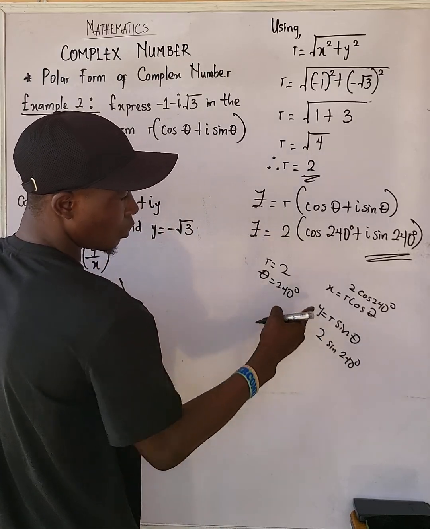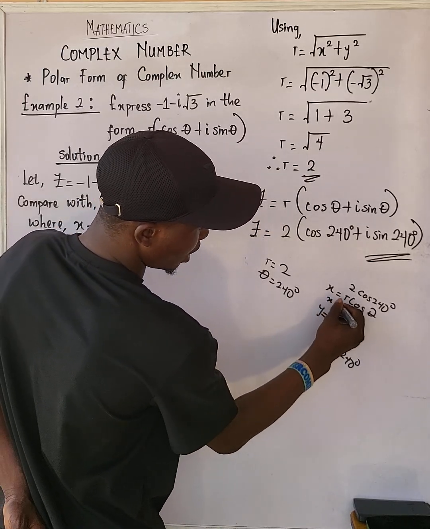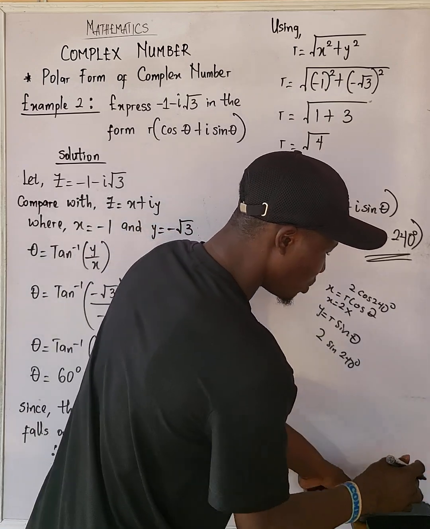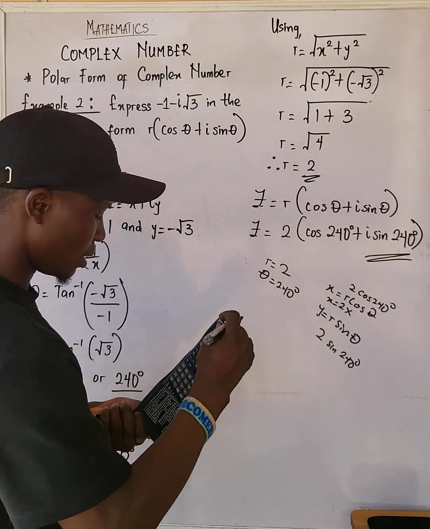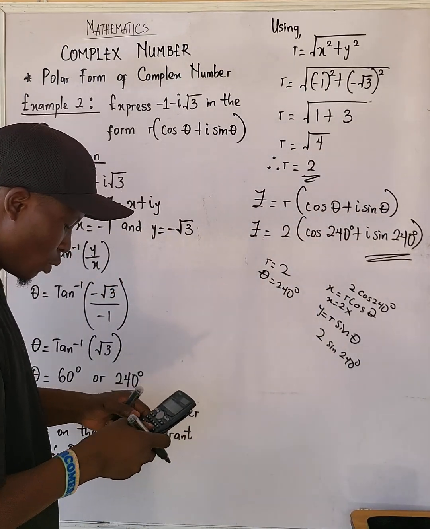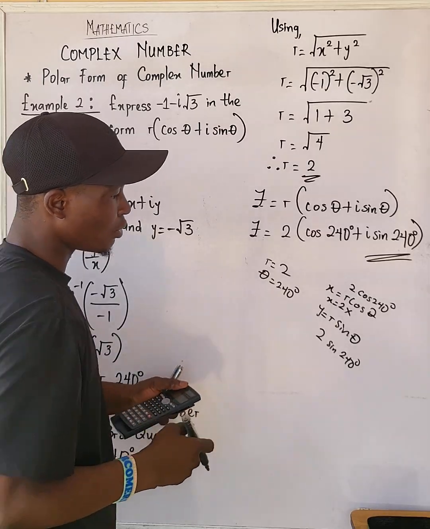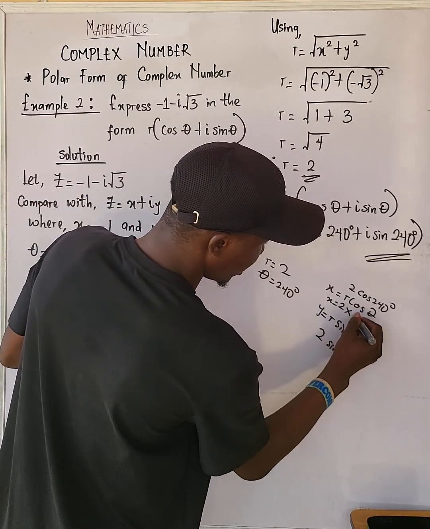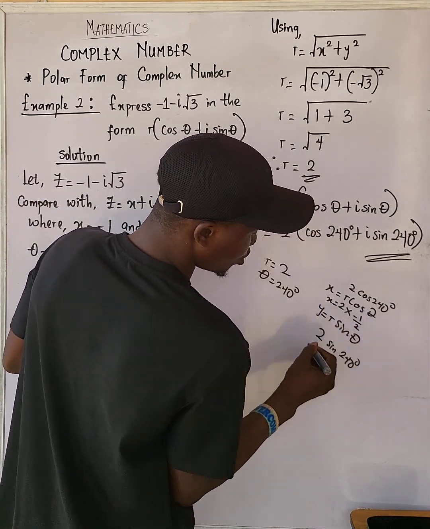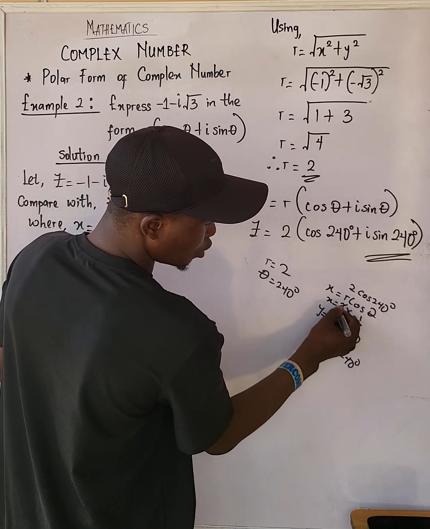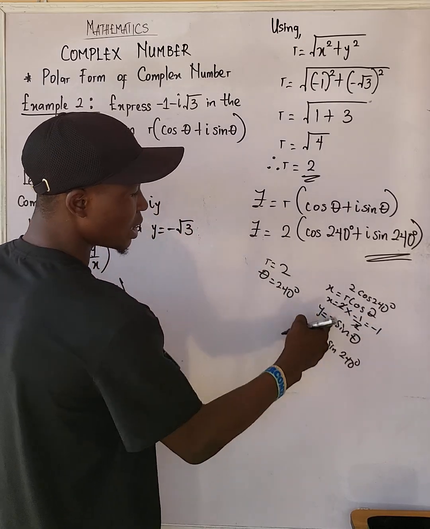Do you understand? So what are you going to have? x will now be equal to 2 multiplied by, then you press cos 240. So cos 240 will give us what? Minus 1 over 2, right? That's minus 1 over 2. You understand? So 2 cancels 2. What are we left with? Minus 1. So our x is minus 1.